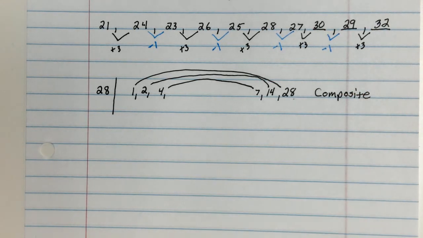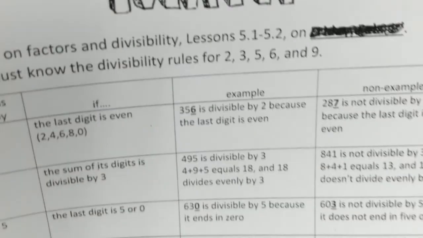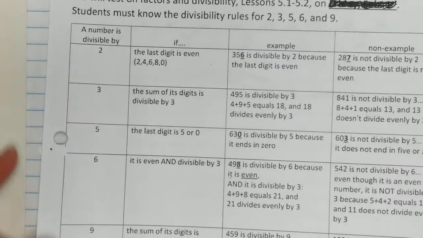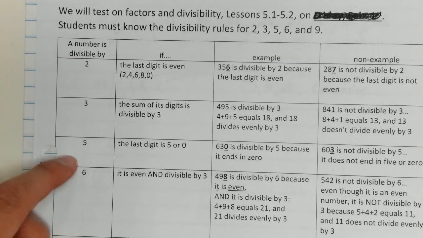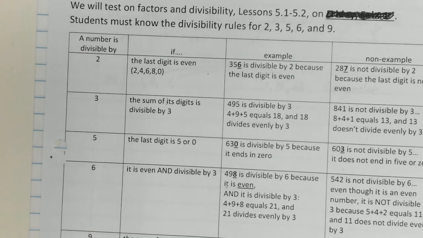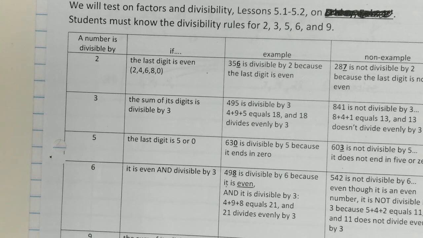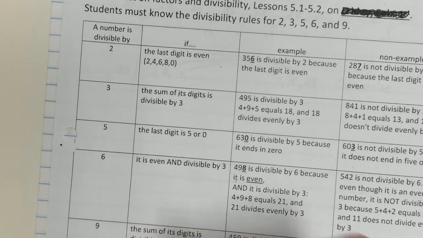Now we're going to get into today's lesson. And today's lesson talks about the divisibility rules. Okay? These are just simple steps that I can follow to determine if a number is divisible. And the ones that we know that are pretty easy are 2, 3, 5, 6, 9, and even 10. 10 is not on here, but I can tell you 10.